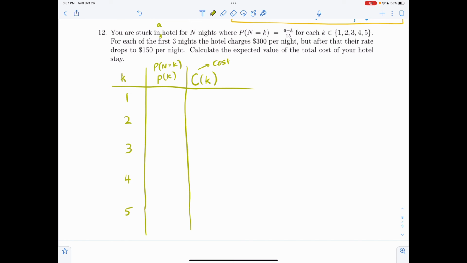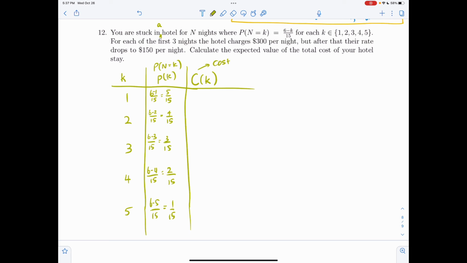Plug in K equals 1, and it's 6 minus 1 over 15, so it's 5 over 15. This is 6 minus 2 over 15, so it's 4 over 15. 6 minus 3 over 15 is 3 over 15. 6 minus 4 over 15 is 2 over 15. And 6 minus 5 over 15 is 1 over 15. I'm not simplifying these fractions. I'm leaving them with division by 15, because later on you'll multiply and add, so it's better to have the common denominator already.